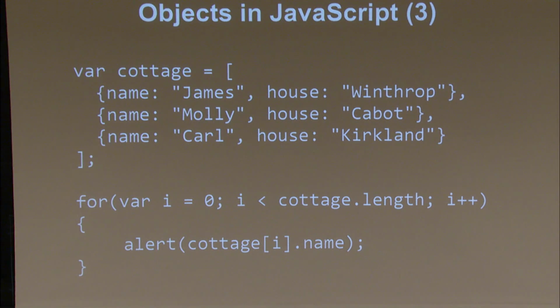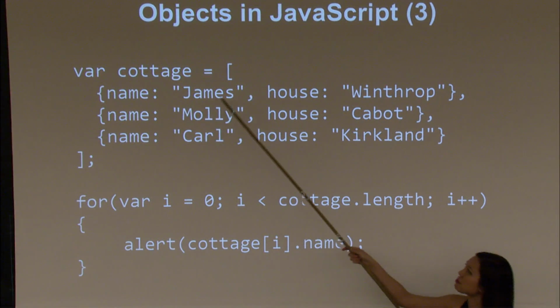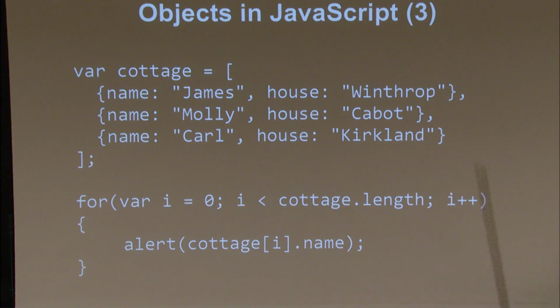So if we wanted, can anyone tell me what this alert would do here, or what this bit of code would do for us? I'll give you all the names. Right, so it would alert with all the names because it would go through with i starting at 0. It would say, okay, we're looking at this first object, which is the first slot in our array, and it says, give me the name attribute of that object. So we'd scan, find name, and print out James, Molly, and Carl.